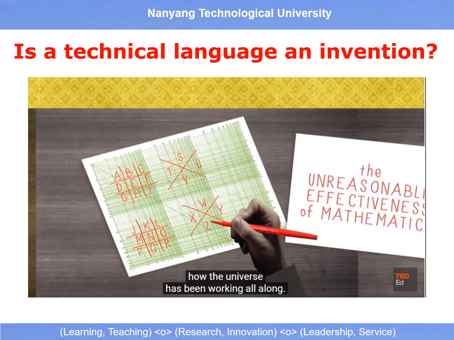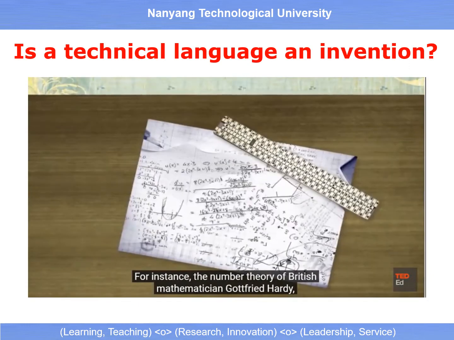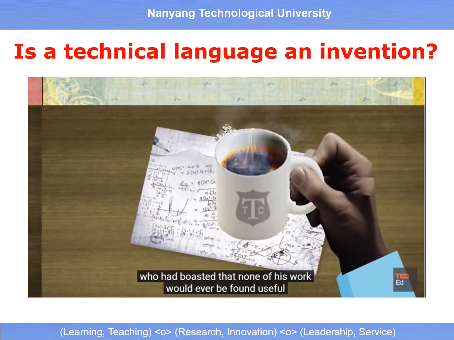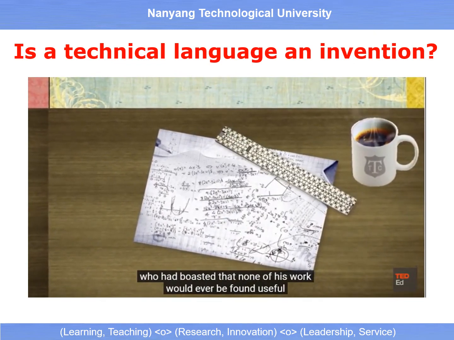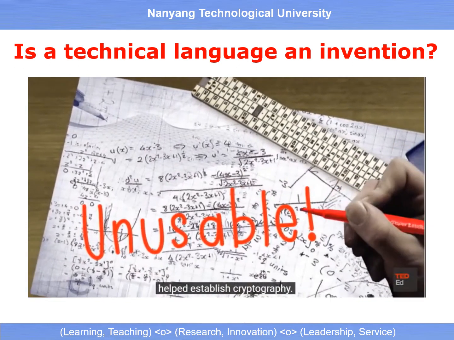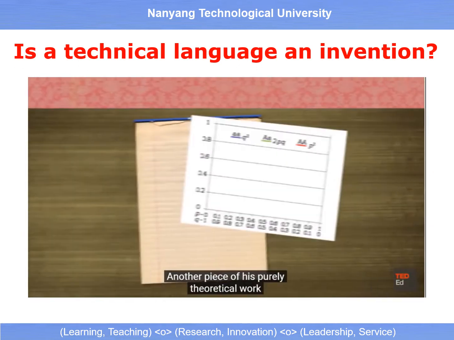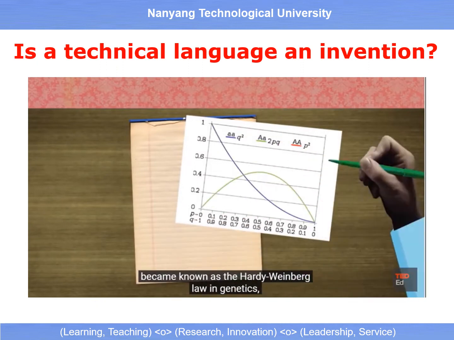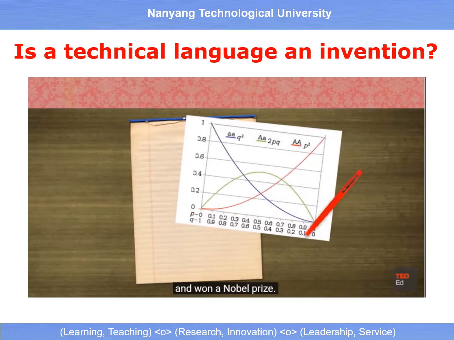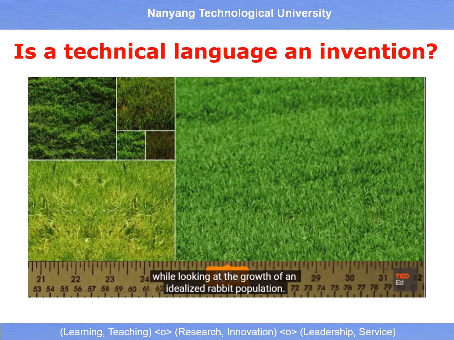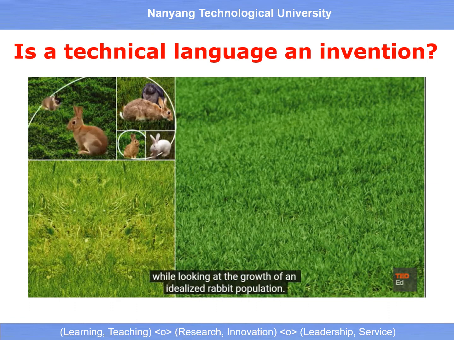working all along. For instance, the number theory of British mathematician Godfrey Hardy, who had boasted that none of his work would ever be found useful in describing any phenomena in the real world, helped establish cryptography. Another piece of his purely theoretical work became known as the Hardy-Weinberg law in genetics and won a Nobel Prize. And Fibonacci stumbled upon his famous sequence while looking at the growth of an idealized rabbit population.